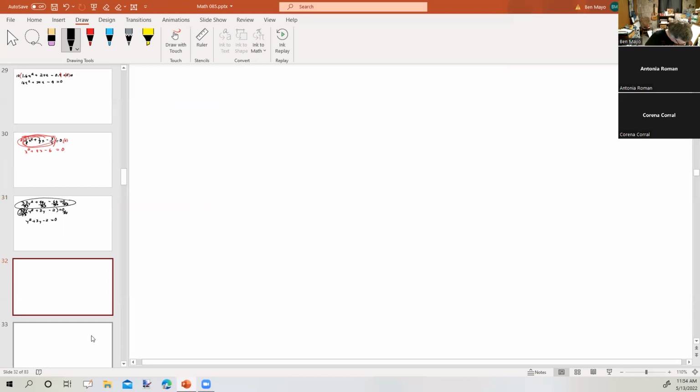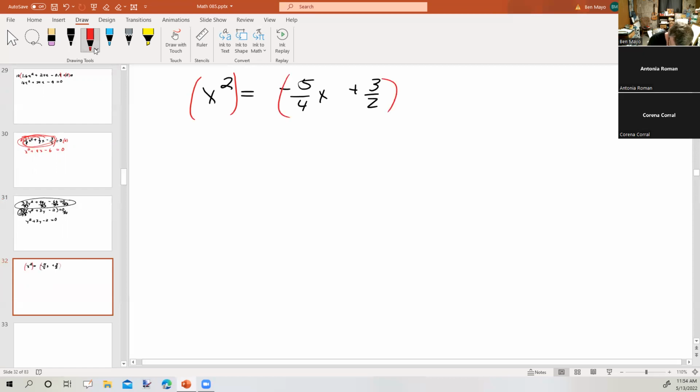All right. So let's take a look at this one. X squared equals negative 5/4 x plus 3/2. All right. The first two moves, I want to clear the fractions and put the trinomial in standard form. Doesn't matter which one I do first. I'm going to go ahead and clear the fractions first. So I'll multiply both sides by the LCD, which is 4.